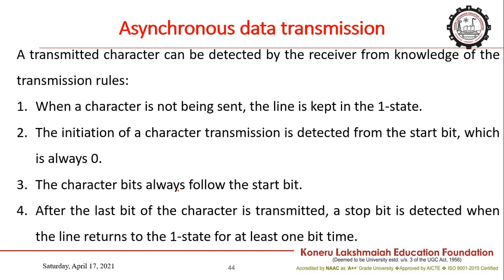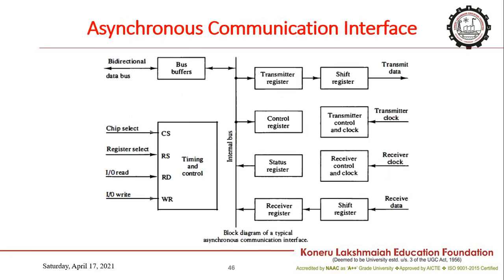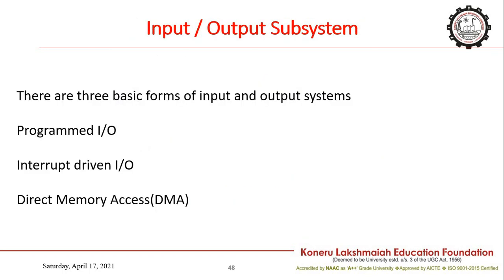In asynchronous, a transmitted character can be detected by a receiver from knowledge of the transmission rules. When a character is not being sent, the line is kept in the one state. The initiation of a character transmission is detected from the start bit, which is always 0. The character bits always follow the start bit. After the last bit of the character is transmitted, a stop bit is detected when the line returns to the one state for at least 1 bit time. So this is the block diagram for the asynchronous communication interface.